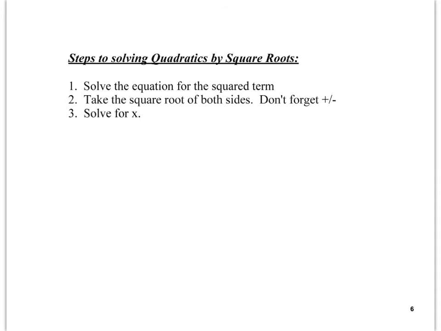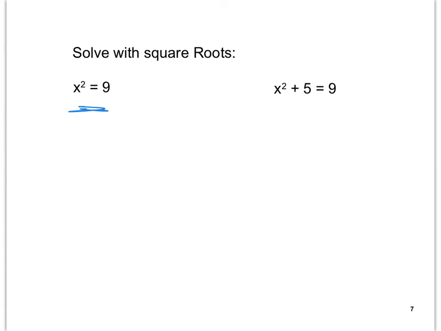Let's do one. Okay, on this first one right here, x squared is equal to 9. Notice that our x squared term is by itself, so we're just going to simply take the square root of both sides. Square root of x squared and the square root of 9. The square root of x squared, of course, is x. The square root of 9 is 3, and just don't forget now it's plus or minus. So therefore, x equals plus or minus 3, x equals positive 3, or x equals negative 3.